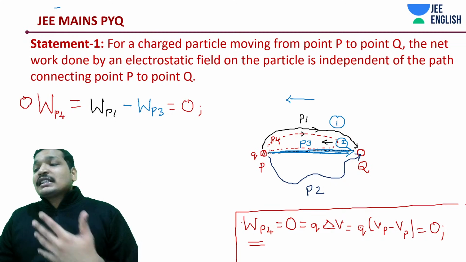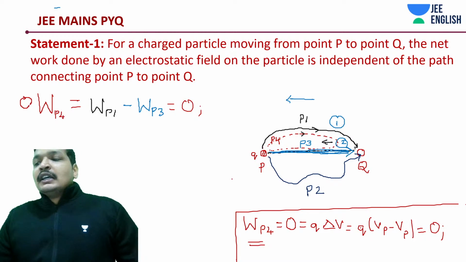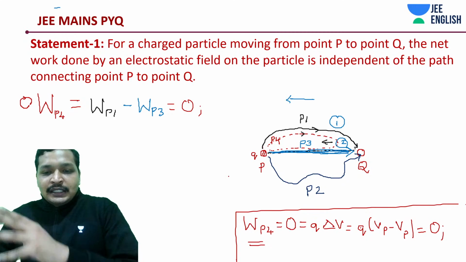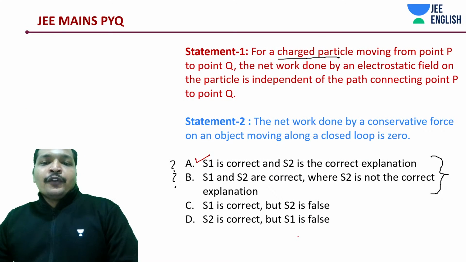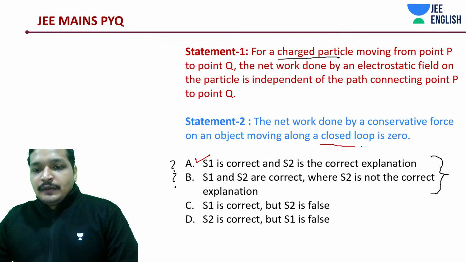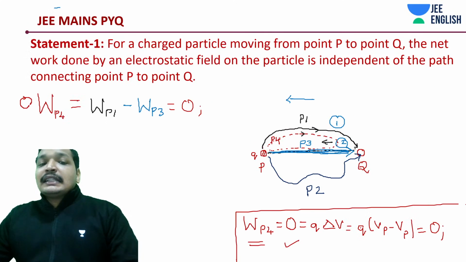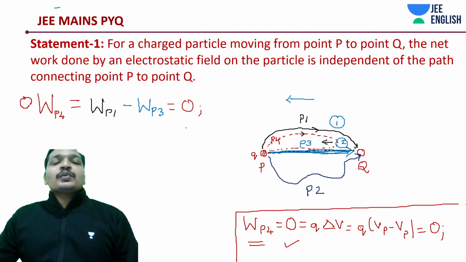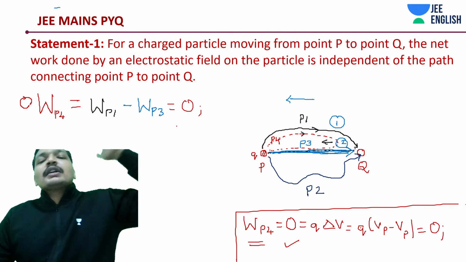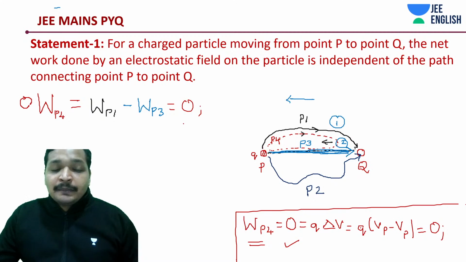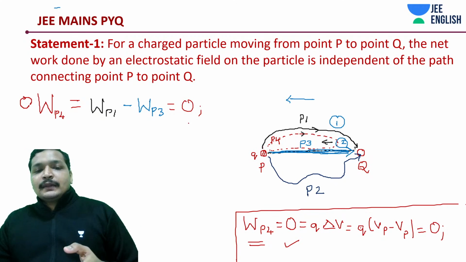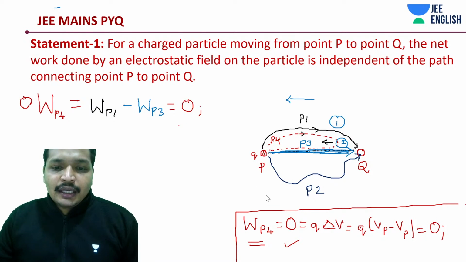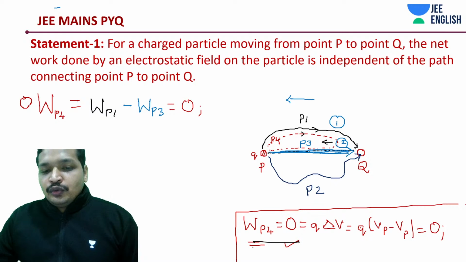So doesn't it justify it? Yes, it justifies it. Work done is independent of the path because this statement, work done by a conservative force moving along a closed loop is 0, is true. That is why we are getting that work done on path 1 is equal to work done on path 3, which is equal to work done by the external force on path 2 as well. Clear? I believe this should have been clear. This is true. That is why we are able to write it down this way.